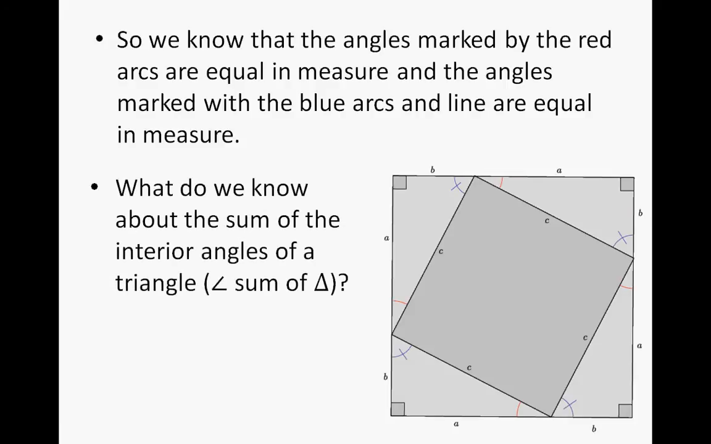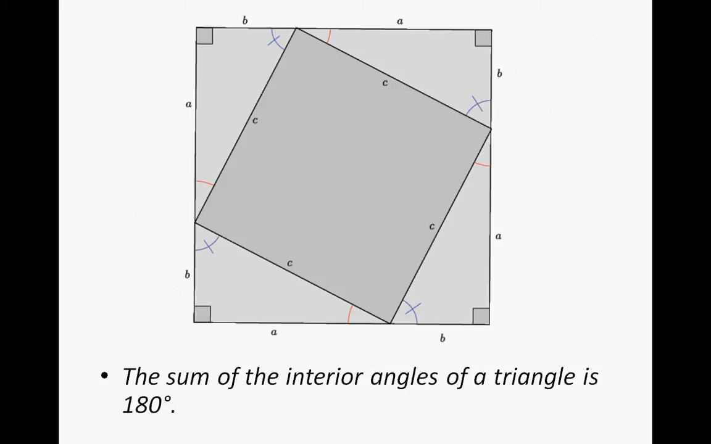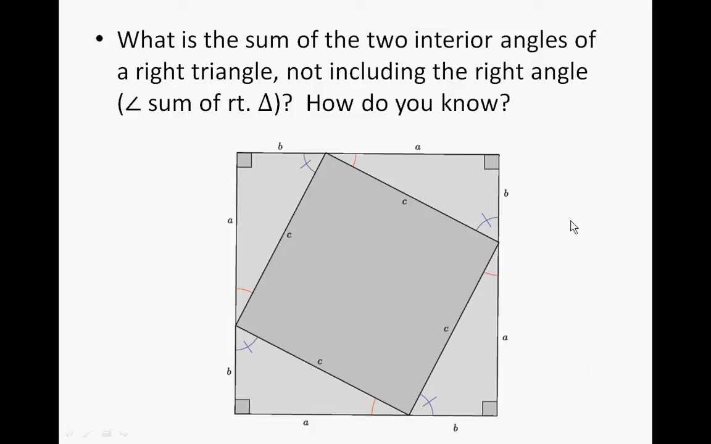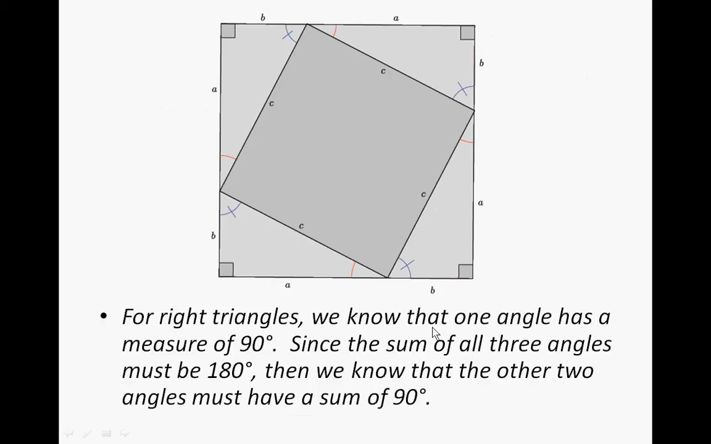What do we know about the sum of interior angles of a triangle? You should be able to answer that. Well, they are 180 degrees. What is the sum of the two interior angles of a right triangle? So if we take one of these triangles, I have a 90-degree angle and I have these two angles. What do I know about adding these two angles? Well, they're going to be 90 degrees. And why? Because I know that all three angles have to equal 180, and if one is already 90, then the other two have to add up to be 90.